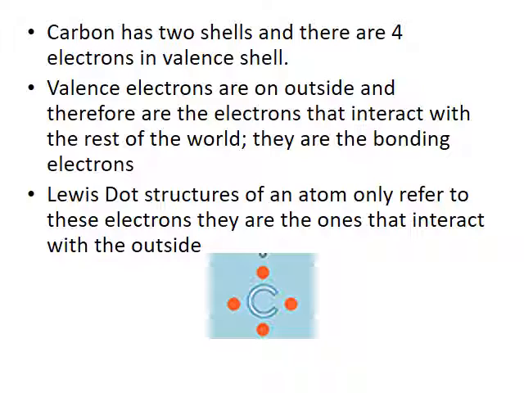Okay, we have another way of showing how the electrons can go around the atom, and that's called the Lewis dot structure. The Lewis dot structure only refers to those electrons that interact with the outside world, the valence electrons. This is the Lewis dot structure for carbon. Remember, carbon has 4 valence electrons. The other 2 are buried, but these 4 here are the electrons that will bond with electrons of other atoms.